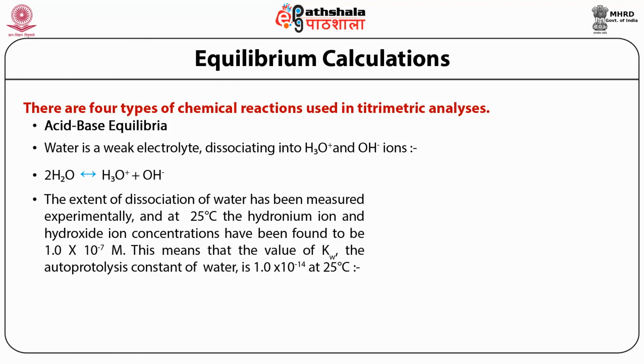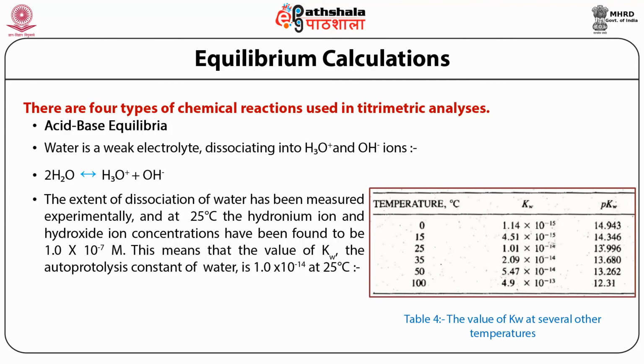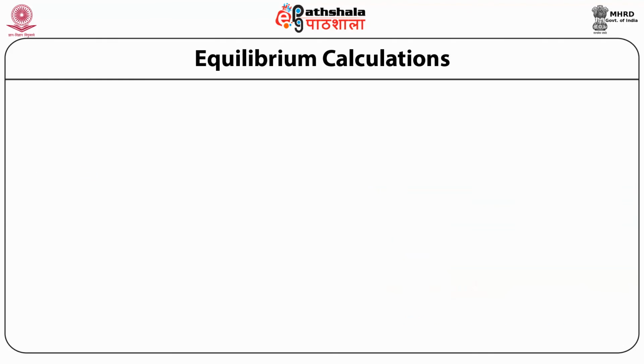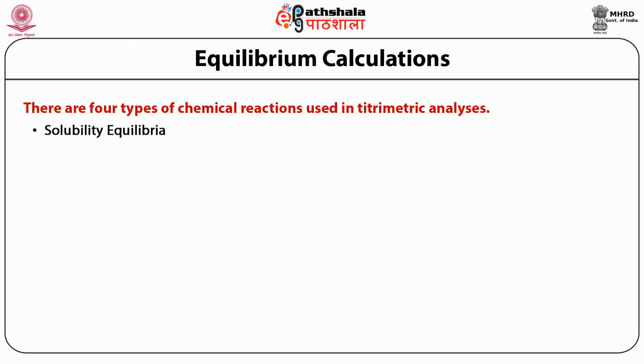The hydronium and the hydroxide ion concentrations have been found to be 1 × 10^-7 molar. This means that the value of Kw, the autoprotolysis constant of water, is 1 × 10^-14 at 25 degrees centigrade, which is depicted here in the equation, and the values of Kw are discussed here in the table. The next is the solubility equilibria.